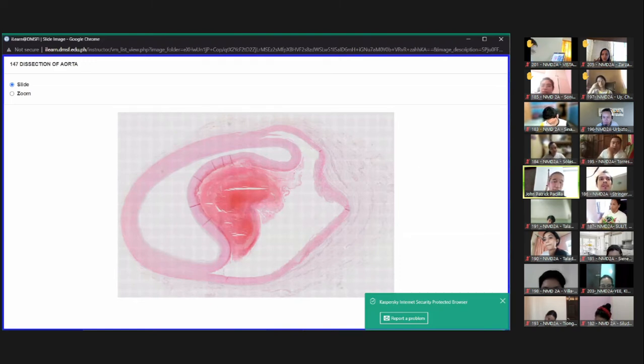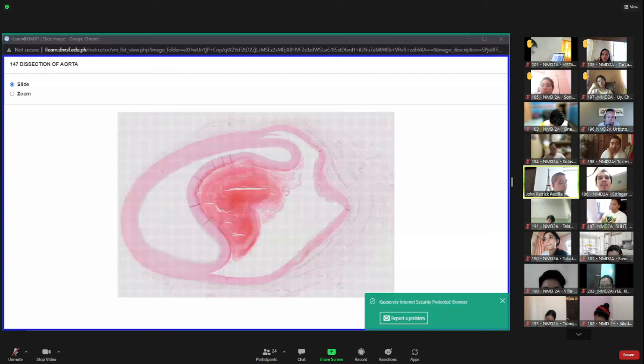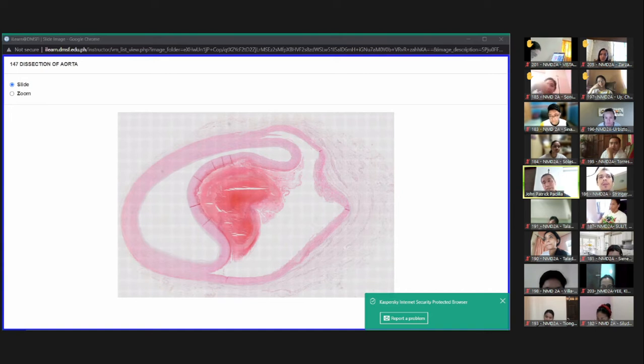Okay, so next we have the different slides pertaining to myocardial infarction. So we start with 201. This is MI 48 hours. Myocardial infarction 48 hours.